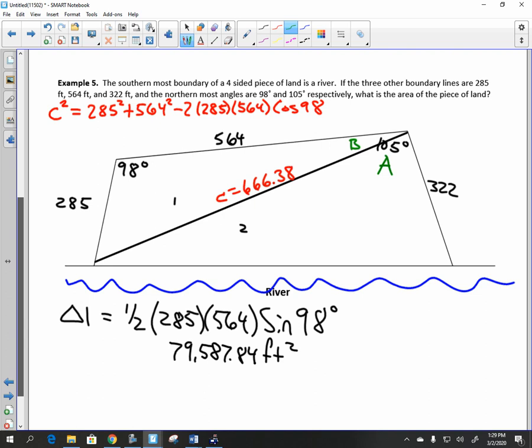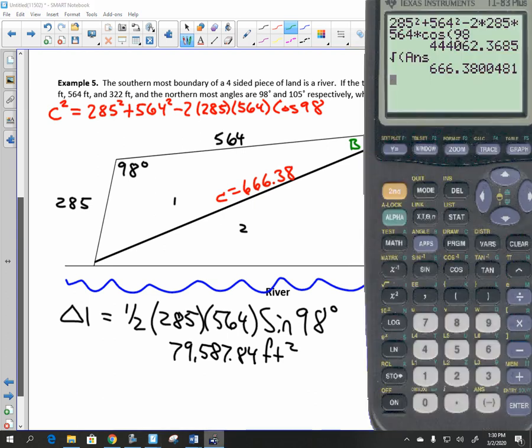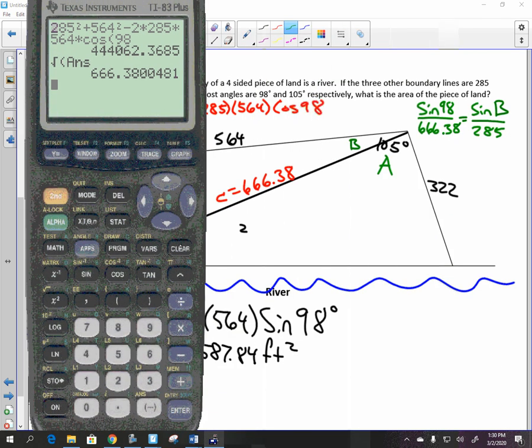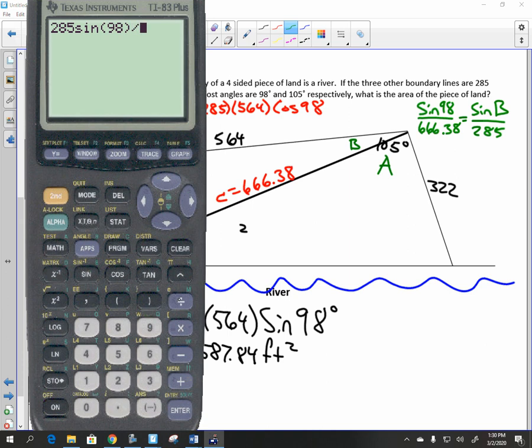Law of sines. Sine of 98 over C is equal to sine of B over what? Over the opposite side, which is 285. Very good. Joey's got it. He takes the 285 times the sine of 98 and divides it by C.